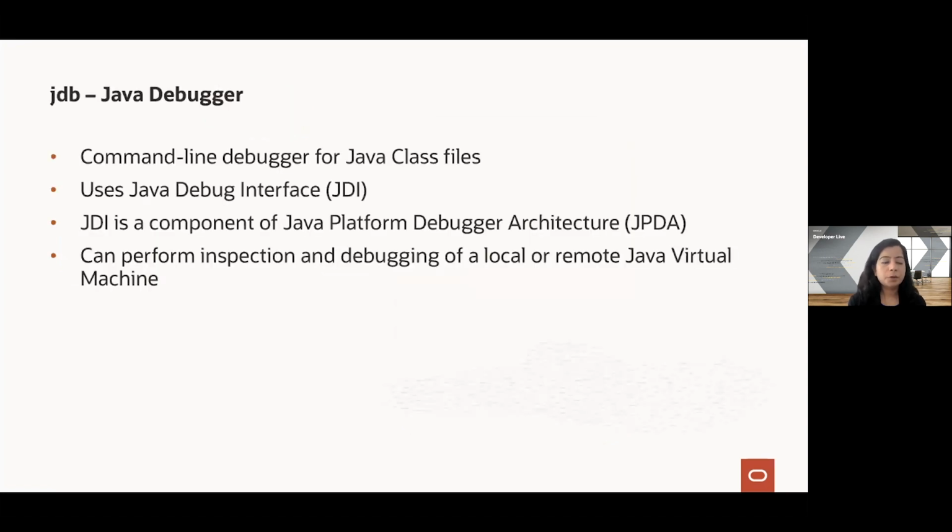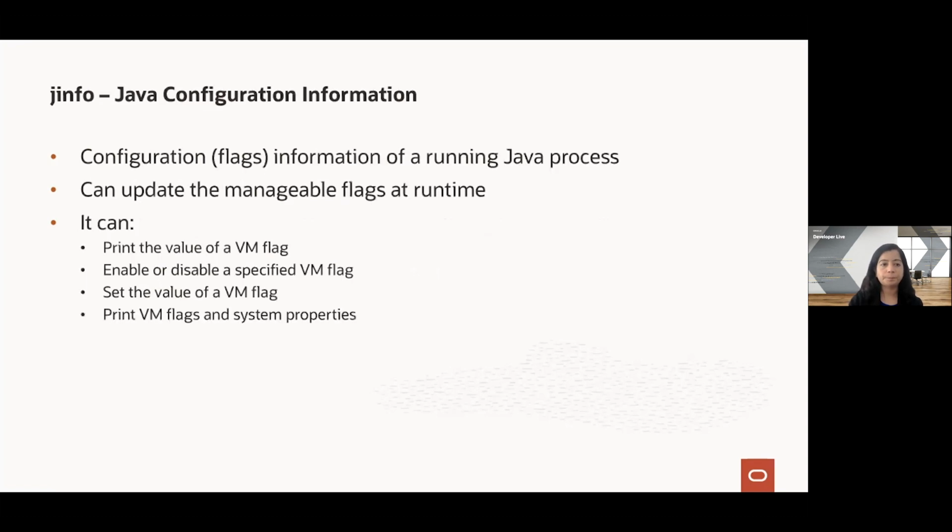All right, so next tool on the list, JDB, which is a Java debugger, and it's a command line tool that can be used to debug Java class files. It uses the Java Debug Interface, JDI, and JDI is a component of JPDA, the Java Platform Debugger Architecture. JDB can inspect Java processes or debug Java applications locally as well as remotely.